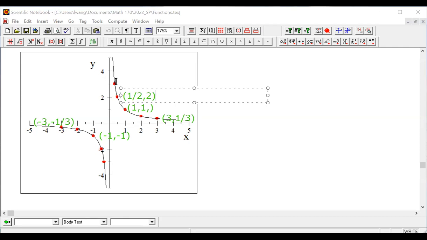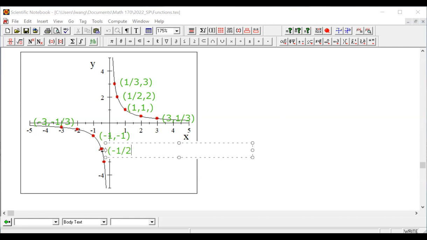And this point, however, is (1/3, 3). You see, input is 1/3, output is 3. They're just reciprocal to each other. Excuse me. This point, (-1/2, -2). They're reciprocal to each other.